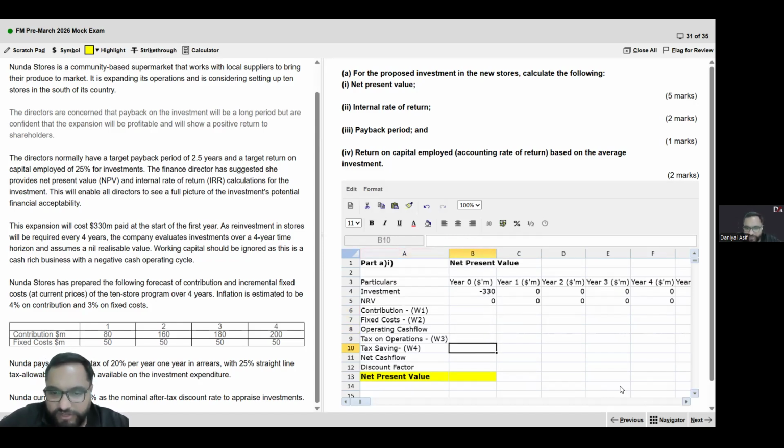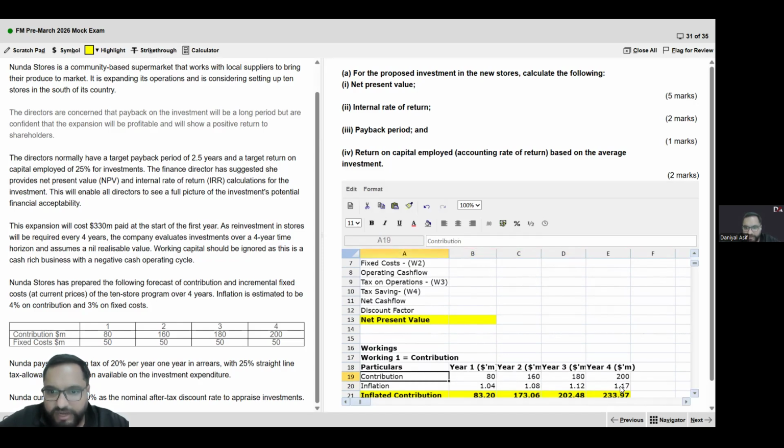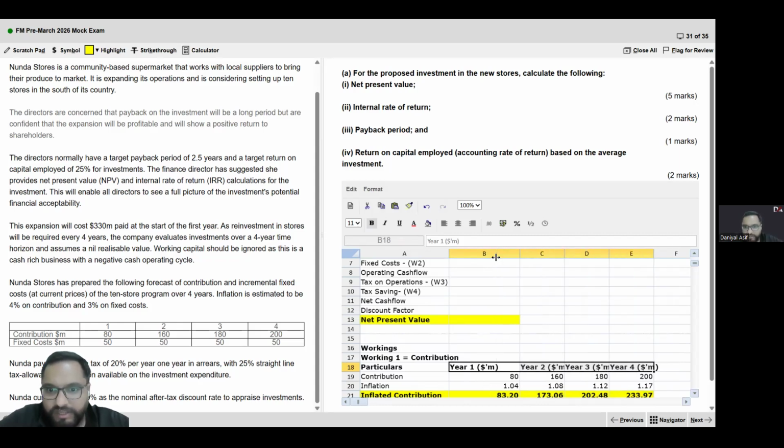I have linked it with working one. So let's just jump straight to working one, contribution. Our contribution here is 80, 160, 180, and 200 as per the table for year one, year two, year three, and year four respectively.